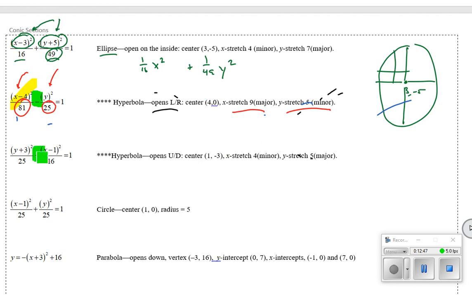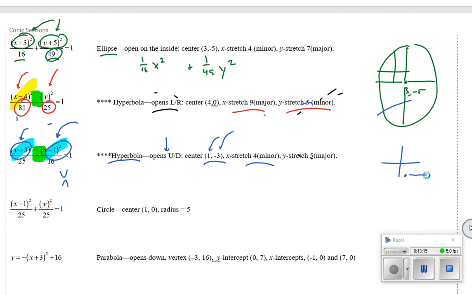What shape is that? Because it's minus, I have two squares, x squared and y squared, but it's a minus between them, makes it be hyperbola. And this one opens up and down because the y is the positive one. And the center, be careful, what's the x number? The x number is 1. The y number is -3. There's my center, 1, -3.